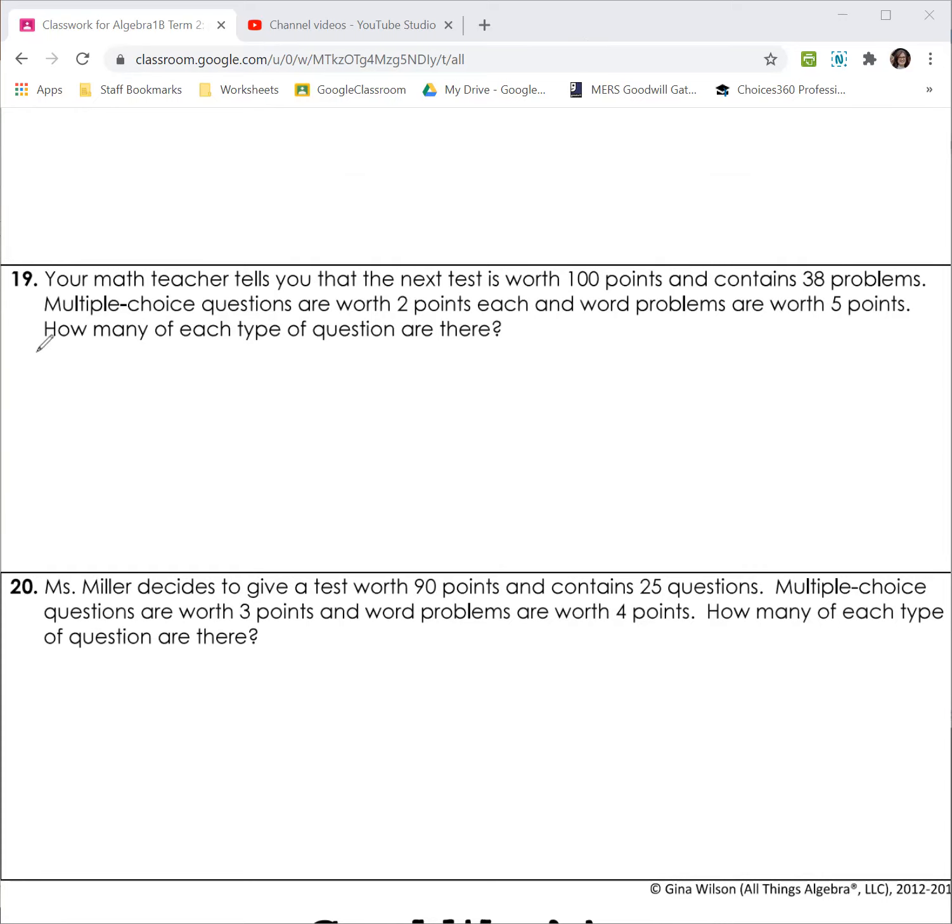So let's define my variables. Let's pick an X and a Y. Look at that last sentence. How many of each type are there? Well, I know these are numbers. Okay, so I need the number of what types of problems do I have? Multiple choice. I'm going to write MC problems, okay? Multiple choice. And then Y is going to be the number of word problems, W, okay?